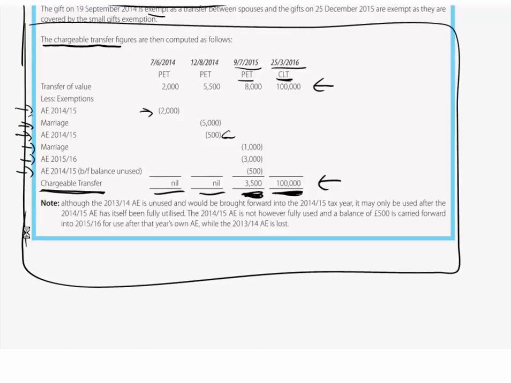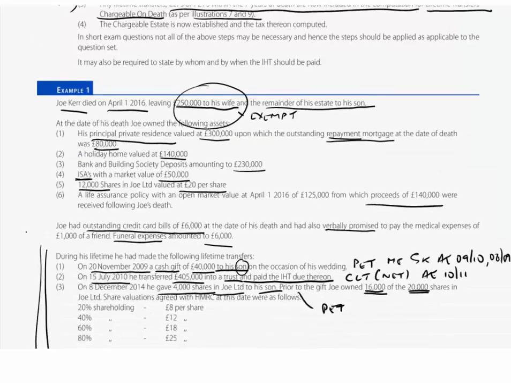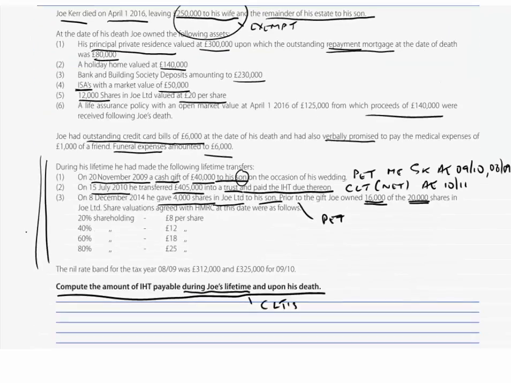Now here, in the example we've got going, with example 1, we have seen that we've got in order a PET, a CLT, a PET. We know the dates, November 09, July 10, and December 14. Set up, therefore, your working for chargeable transfers with those 3 columns in order: November 09 for the PET, July 10 for the CLT, and finally December 14 for a further PET.